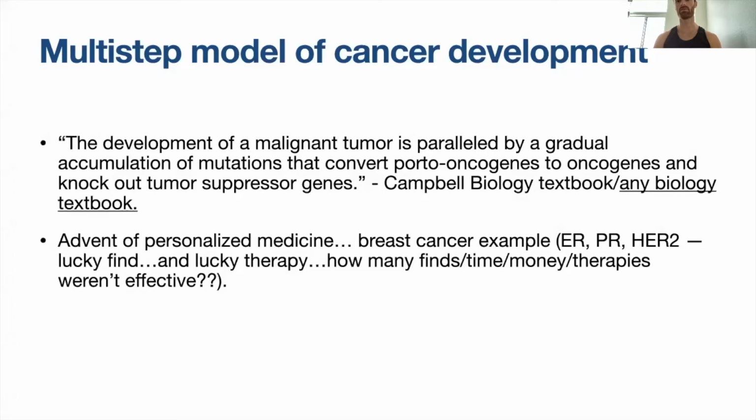The multi-step model of cancer development. A quote from the textbook: the development of a malignant tumor is paralleled by gradual accumulation of mutations that convert, I should say, proto-oncogenes to oncogenes and knock out tumor suppressor genes. Knockout meaning rendering them non-functional. So any biology textbook, that's the definition of cancer. That's what causes cancer, mutations.